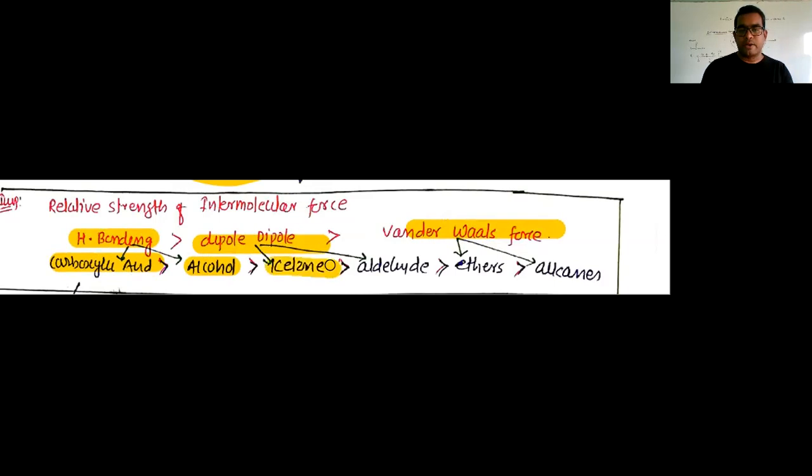Dipole किस में रहता है? It is present in ketone and aldehyde, and van der Waals force is present in ether and alkanes, that is hydrocarbon. Hence carboxylic acid has higher melting and boiling point compared to alcohol, alcohol has higher compared to ketone and aldehyde, and aldehyde and ketone have higher melting and boiling point compared to ether and hydrocarbon. So this is all regarding relative strength of intermolecular force.